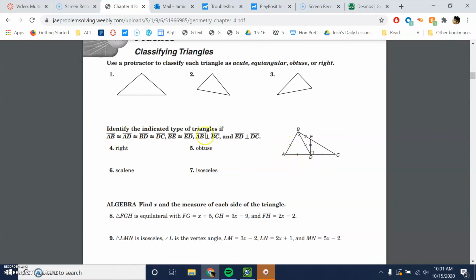So we got all of these symbols right here. What does this symbol mean again? I forget. Yeah, congruent. What does this symbol mean again? I forget. Yeah, perpendicular, which means forms a right angle. And now I have to tell all the right, obtuse, scalene, and isosceles triangles I can find.